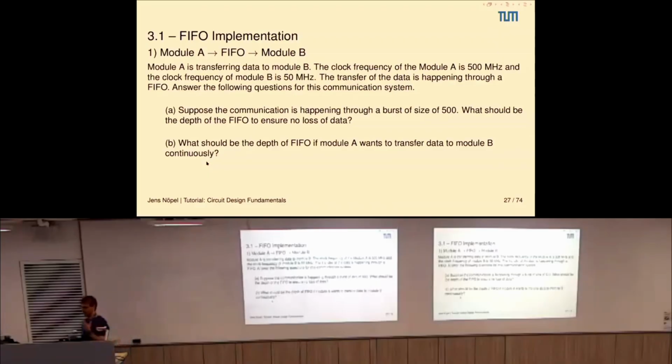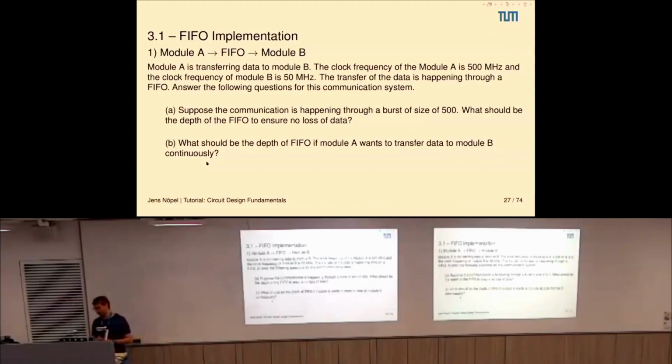In this case, module A runs at 500 megahertz and module B at 50 megahertz. So this means that module A produces data much faster than module B can receive it. So you need some kind of buffering in between. And we also knew that module A does bursts of 500. So it sends 500 packets at a time, then makes a large enough break so that module B can receive all the data, and then sends the next packet or packets.